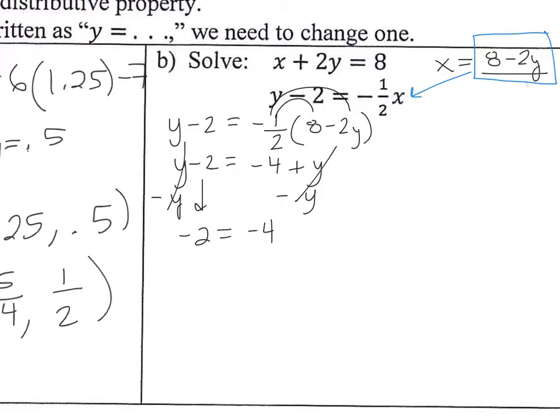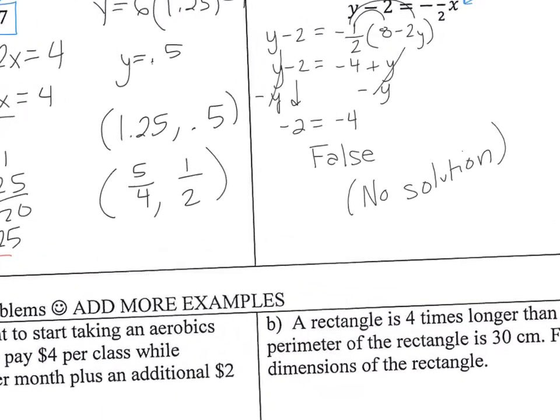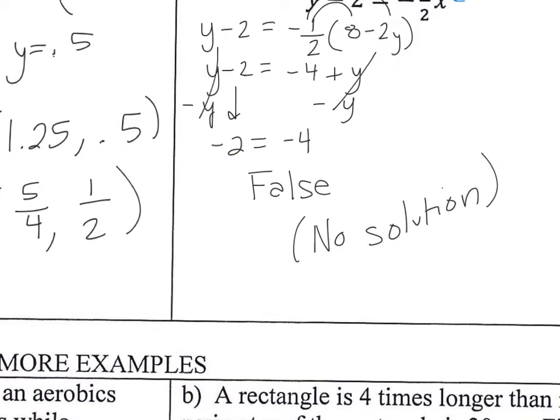So if I get negative 2 equals negative 4, what does that mean? Remember when we solved equations, if the variables drop out and the left-hand side does not equal the right-hand side, this is false. This means no solution. So this is a no solution situation. Infinite solutions would look like a true statement at the end after they cancel out.